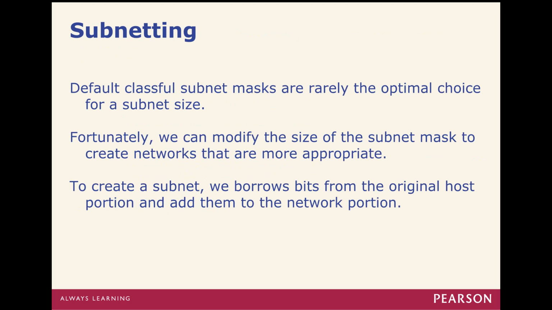So subnetting, everybody's favorite subject. The default classful subnet masks are not generally what we want when it comes to subnet size. For example, a Class A address has over 16 million possible addresses. That's really one giant network. We want to modify that so that we can create smaller chunks of network. We're going to borrow bits from the host portion and add them to the network portion so we can have more networks.